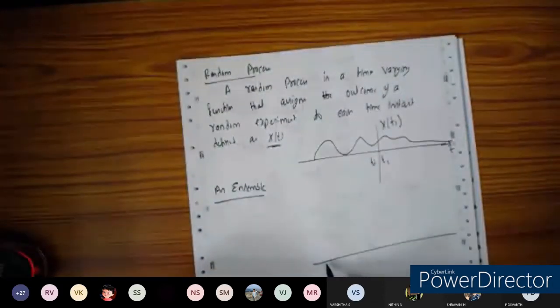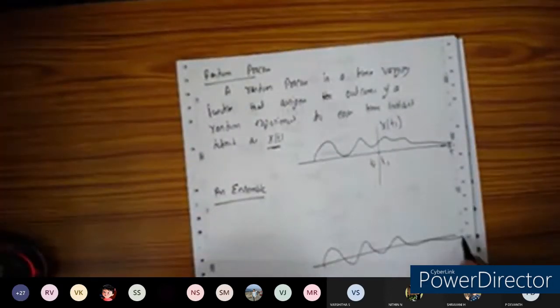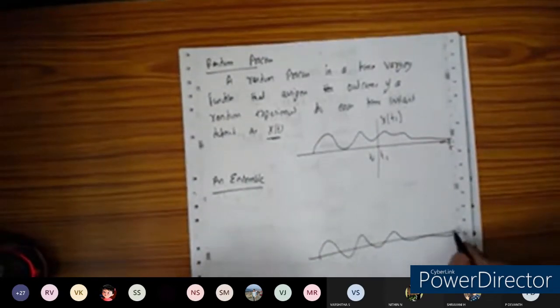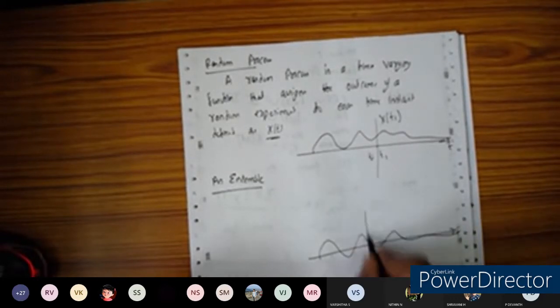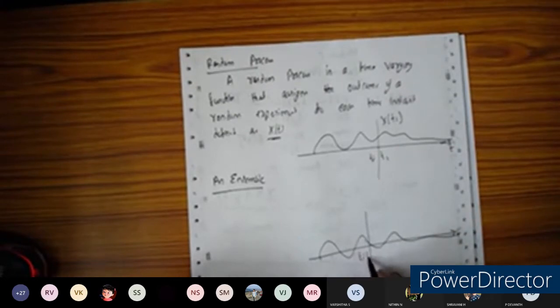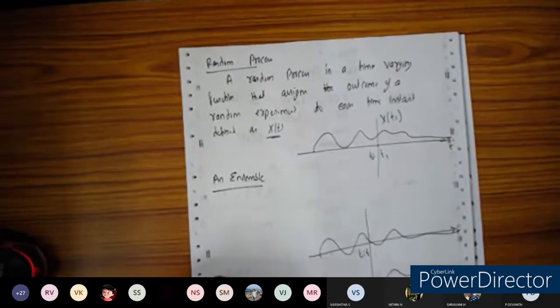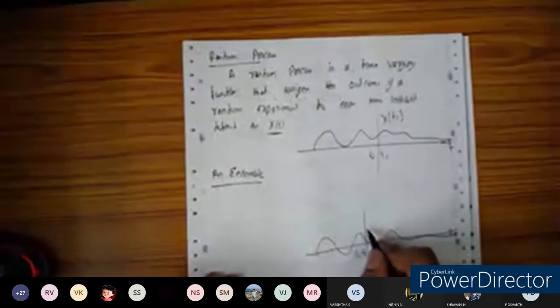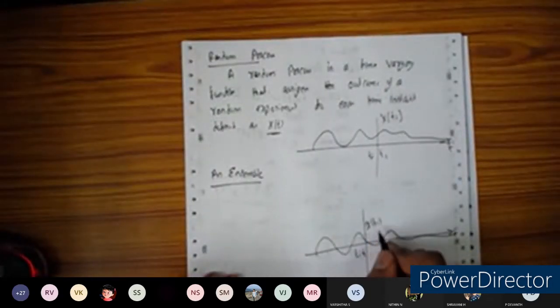For example, assume that I'm going to measure some noise signal. This is for the time t. Another signal I'm going to measure, which is again a function of time t, and another signal here. Let us assume that at time t is equal to t1 we have measured the random process. I'm going to call this x of t1, defined in terms of the capital letter, and this is x1 of t1.